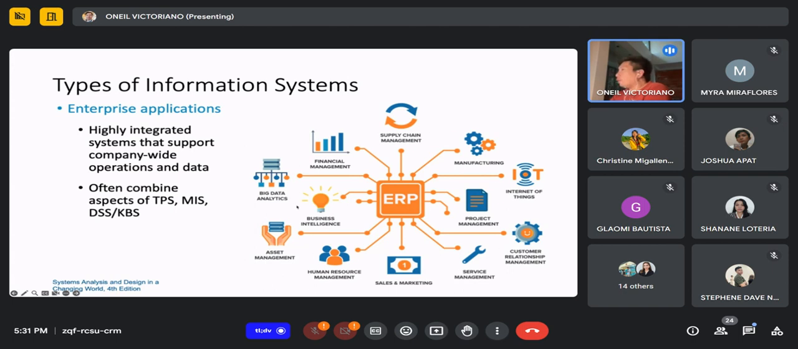So if you try to look into different aspects of ERP, there would be supply chain management, financial management, manufacturing, IoT, project management, CRM for customer relations, human resource, asset management, sales and marketing. Now, since these are different processes, we also have big data and BI or business intelligence or the visualizations, and of course IoT.